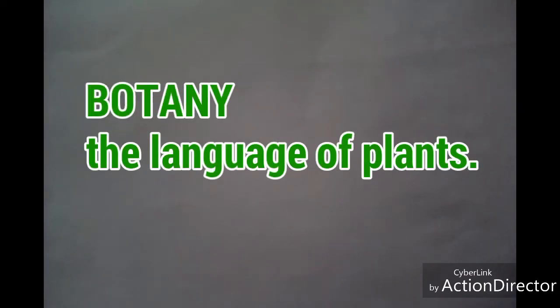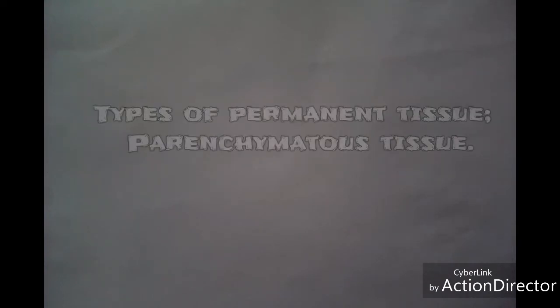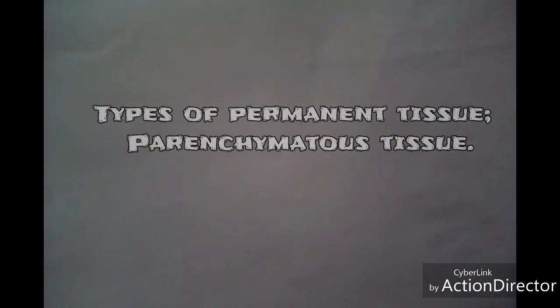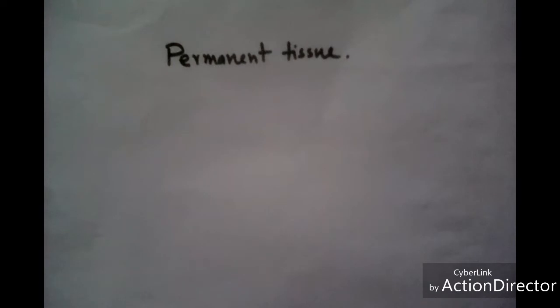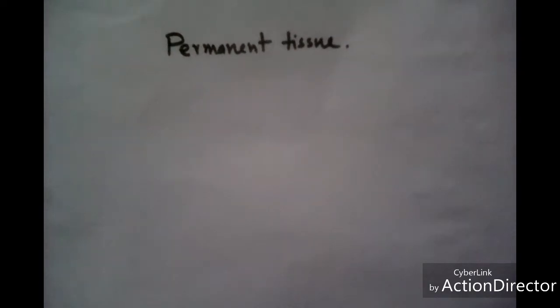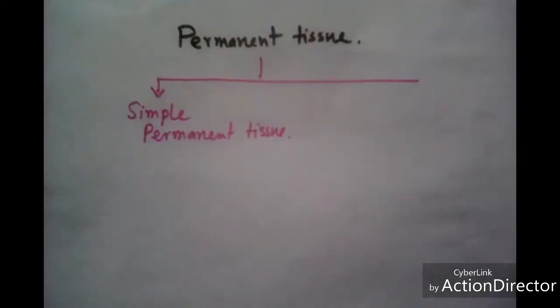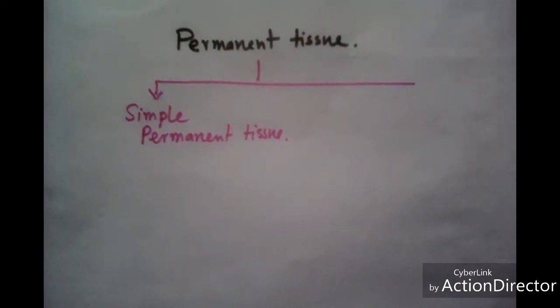And today's topic: types of permanent tissue. We know that in meristematic tissue, cell division never stops. But in permanent tissue, after a period, cells never divide, so it is called permanent. Now, permanent tissue is divided into two types: simple permanent tissue and complex permanent tissue.